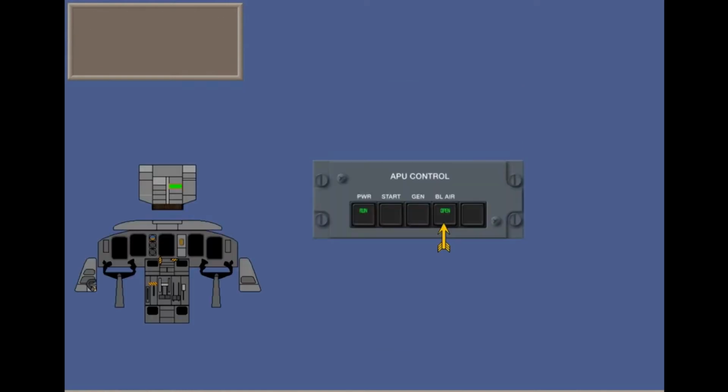With no engines running, APU bleed air is selected on for air conditioning using this switch light on the APU control panel. But to avoid intake of APU fumes, APU bleed should be selected off before starting engines.